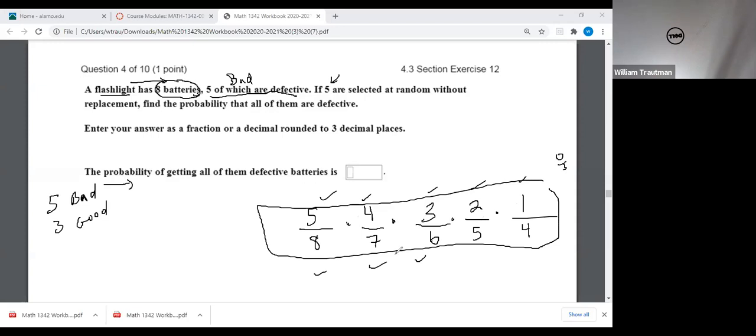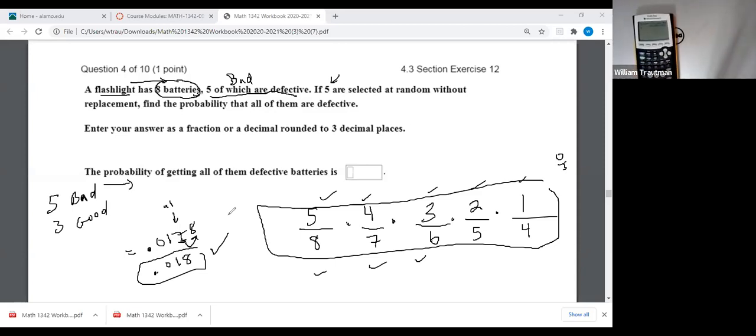Oh, you leave it in 3 decimal places. When I put that in my calculator, I get 0.0178. Since 8 is 5 or more, I get 0.018. I have to add 1 to this number because the next decimal is 5 or more. So this is the answer for the probability of getting all defective: 0.018. In other words, 1.8%.